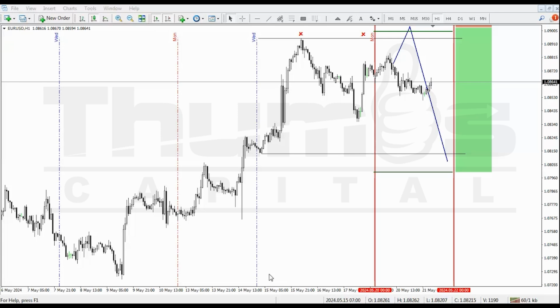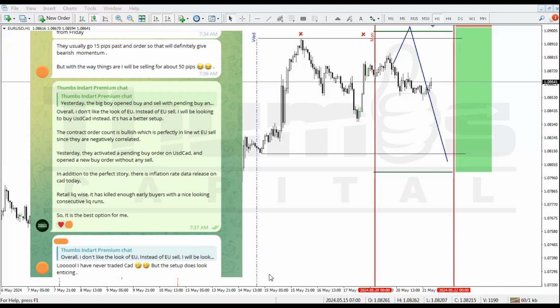So I checked the institutional accumulation on USDCAD to see if it aligns with the bearish EURUSD, which means USDCAD should be bullish since they are negatively correlated. Fortunately, the institutional traders have accumulated buy positions on USDCAD. So I informed my inner circle members that I have dumped EURUSD for USDCAD for that day.